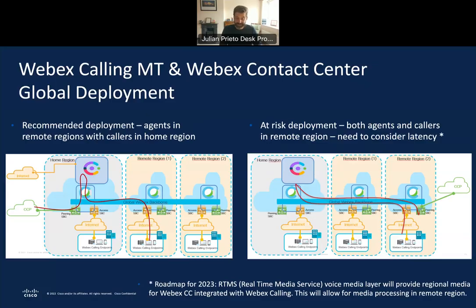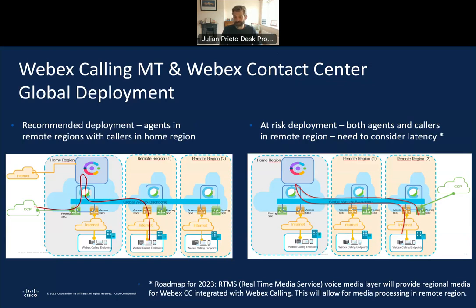Now, the good news is that on the roadmap for this year, for 2023, we have RTMS, real-time media service. This is a new voice media layer that will be integrated with WebEx calling for WebEx Contact Center, and this will provide regional media. So what we will support is a global deployment, and in the use case on the right, where the callers and the agents are in a remote region, we'll have a real-time media service, an RTMS layer, available in that remote region to process the media.